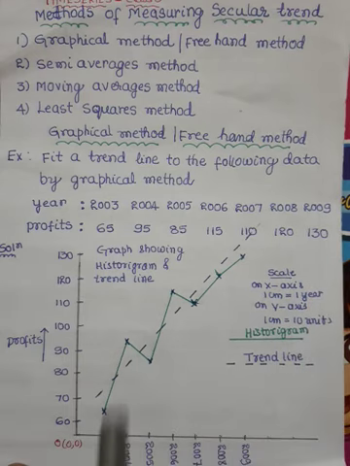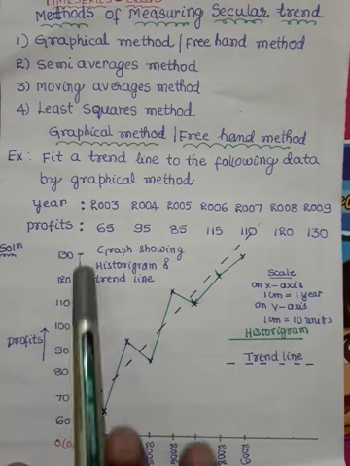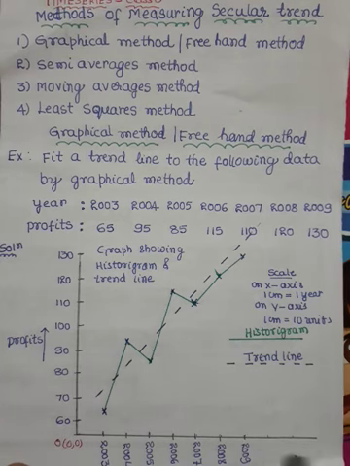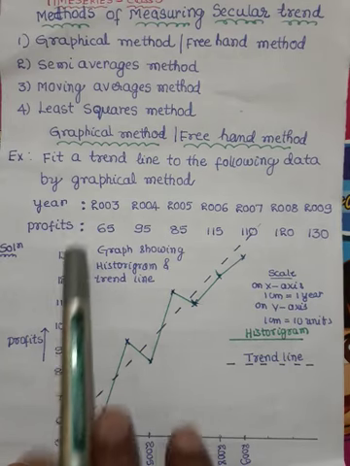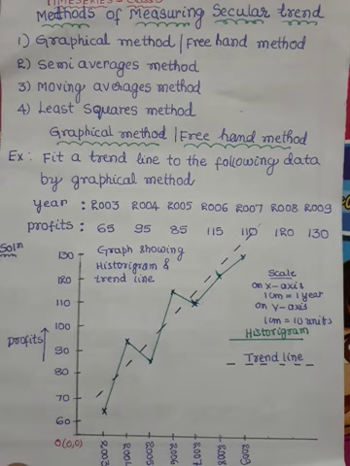The years are taken along the x-axis. The profits are taken along the y-axis. So the horizontal line is the x-axis, the vertical is the y-axis. The intersection of these two lines is the origin O.